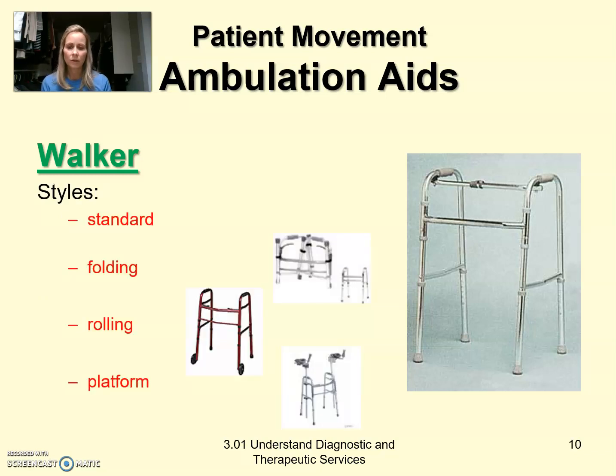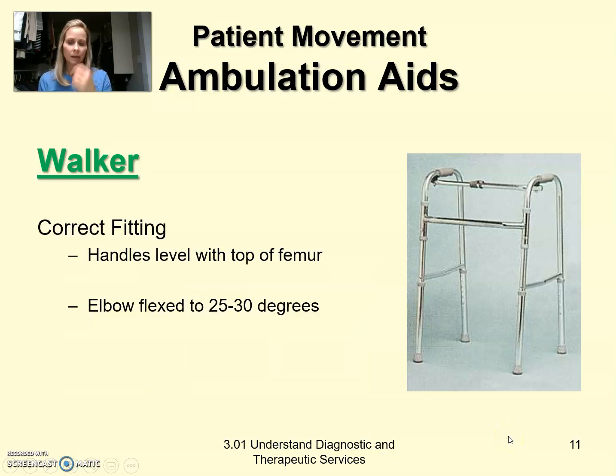There are different types of walkers. This one is just your standard, okay? It doesn't fold, it doesn't roll. This one is actually a folding and a rolling one. This one's a folding one. This is a platform walker. That's for people that have very weak grip strength again. And it's the same fitting as the others. Top of the femur, 25 to 30 degrees.